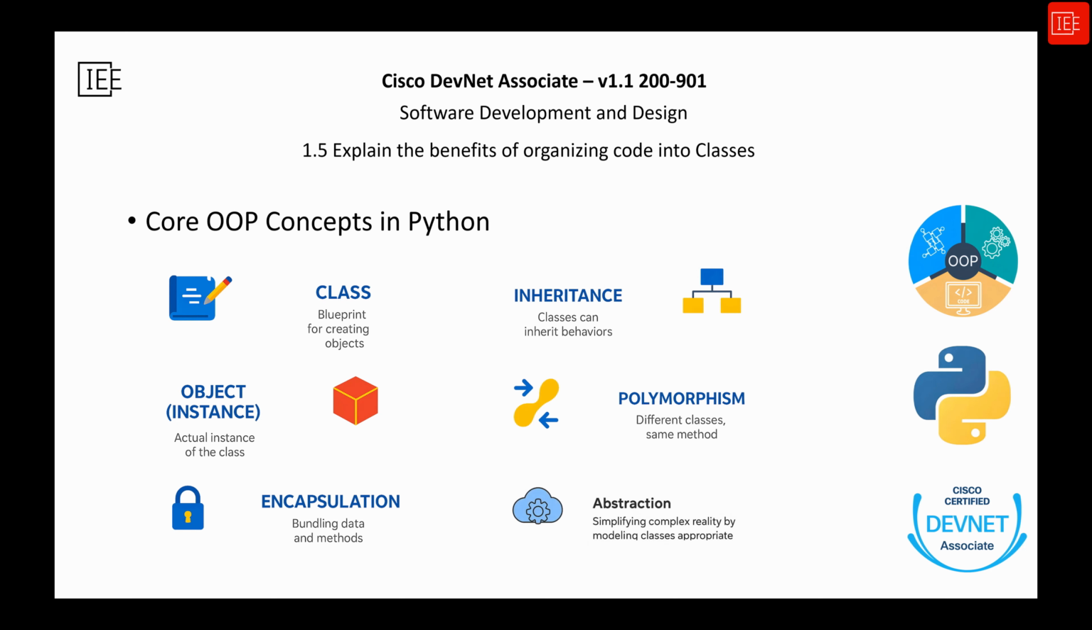Finally, abstraction, and it is about focusing on what an object does rather than how it does it, by hiding the internal workings and exposing only the necessary parts. So abstraction keeps your code simpler to use and easier to change later. Together, these concepts form the foundation of object-oriented programming in Python, and will help you write code that's modular, reusable, and adaptable.